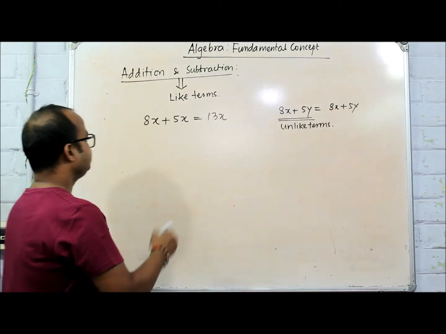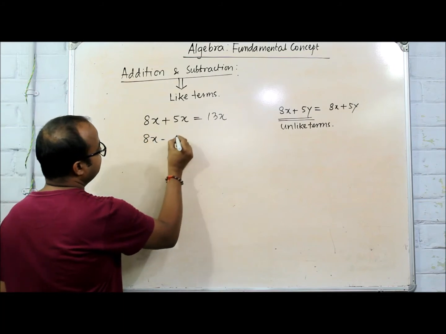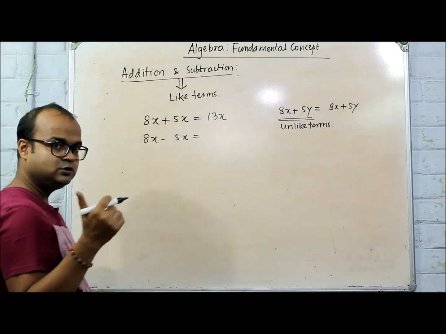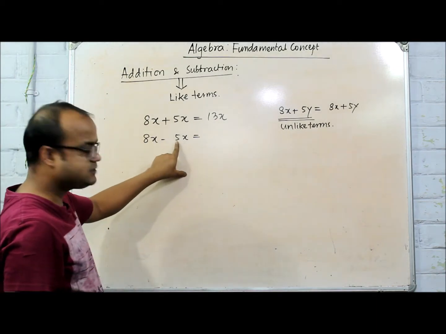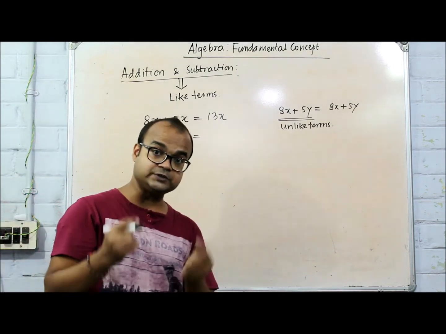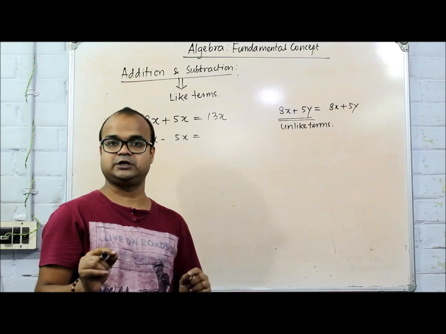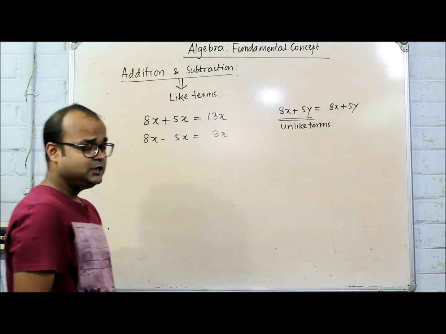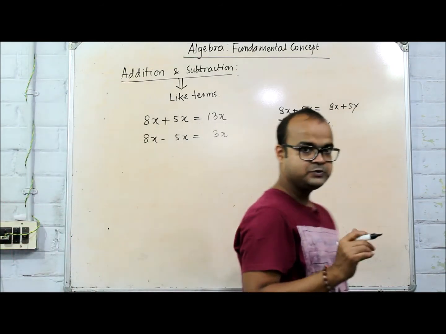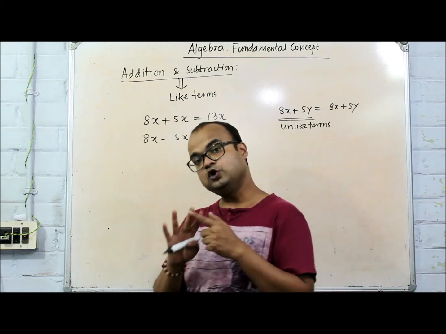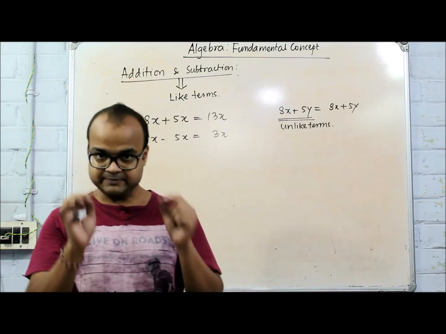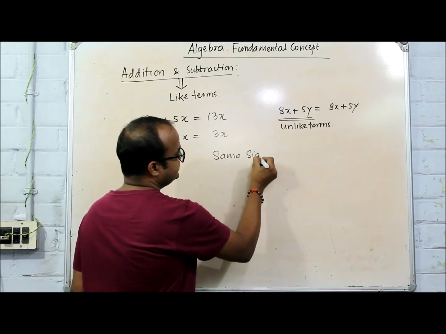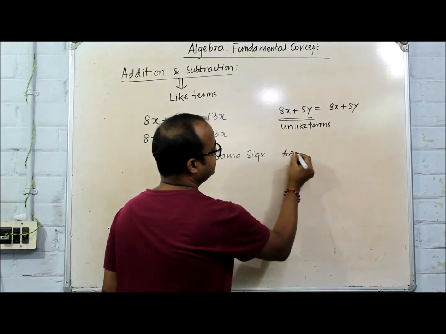First thing. So for example, if I take 8x minus 5x, 8 minus 5, x, x are like terms, so we'll subtract 8 minus 5. That means we add or subtract the numerical coefficient. 8 minus 5 is equal to 3x. Now, what is the rule we are going to follow? Same sign are always going to be added. I am writing here, same sign, they are always going to be added.